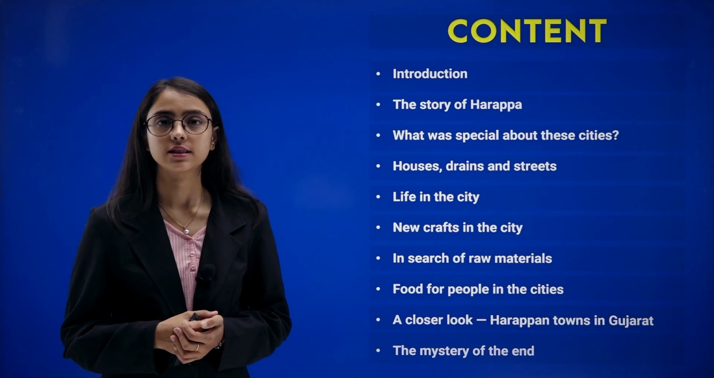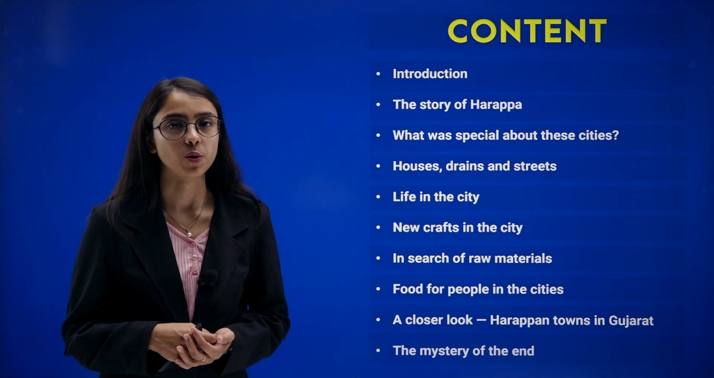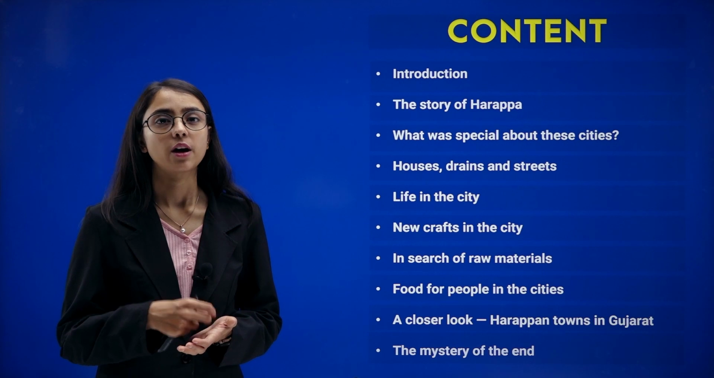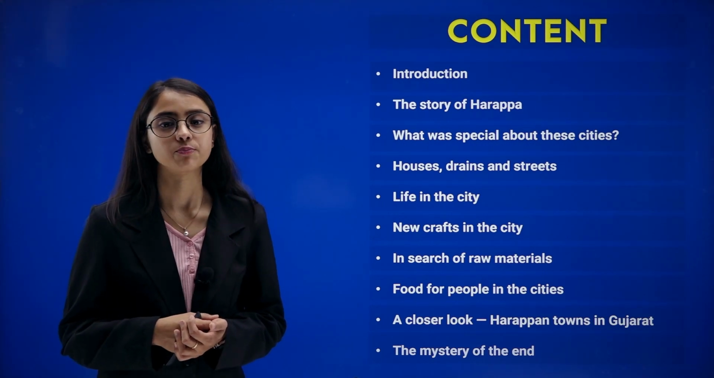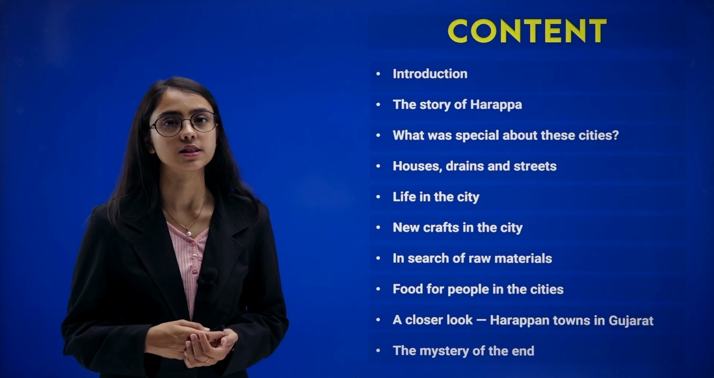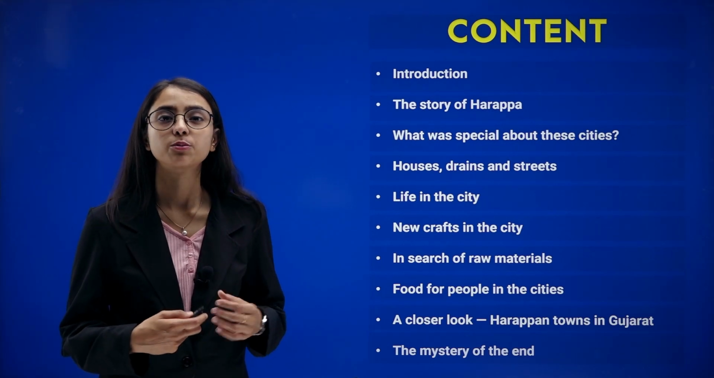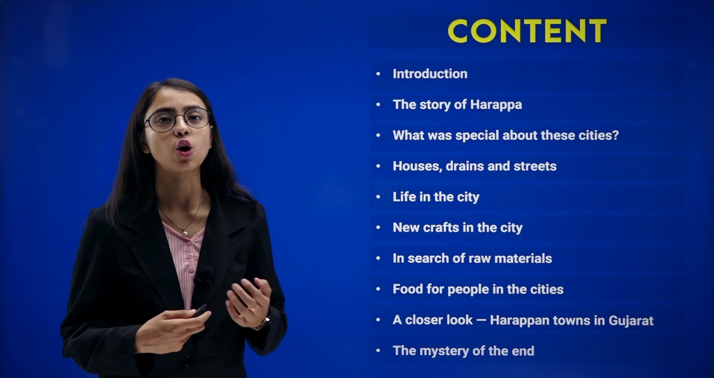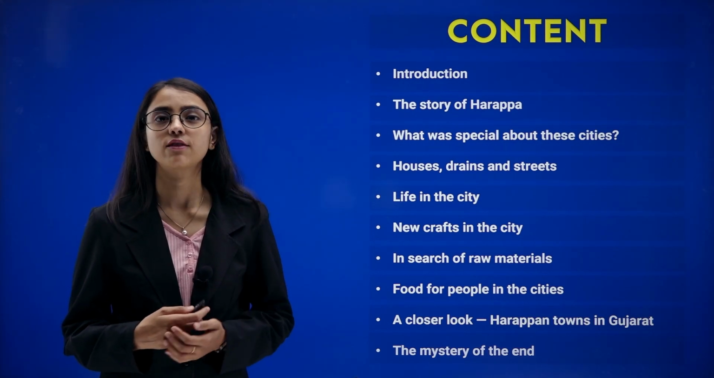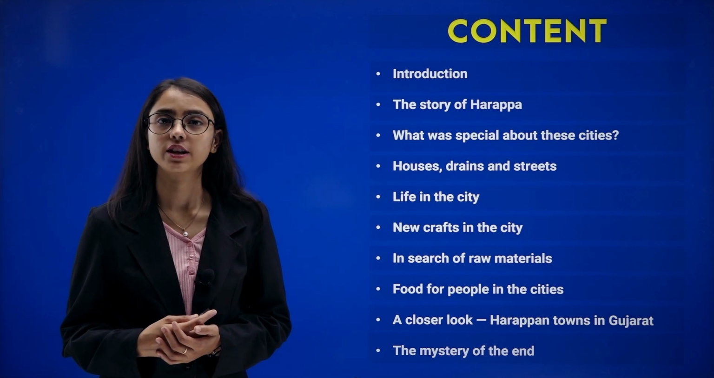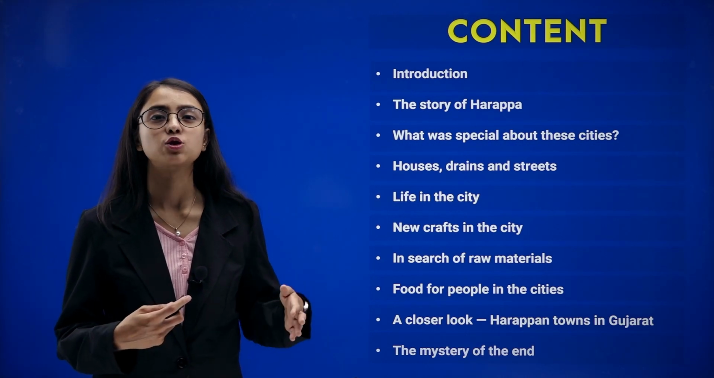Food for people in the city. Of course, food is very important for survival. What kind of food did the early humans living in these cities have? Then a closer look at Harappan towns in Gujarat. We have proofs and evidences of these long lost Harappan towns and civilization in the state of Gujarat, so we'll have a look at it. And the mystery of the end: we will see how gradually it ended.